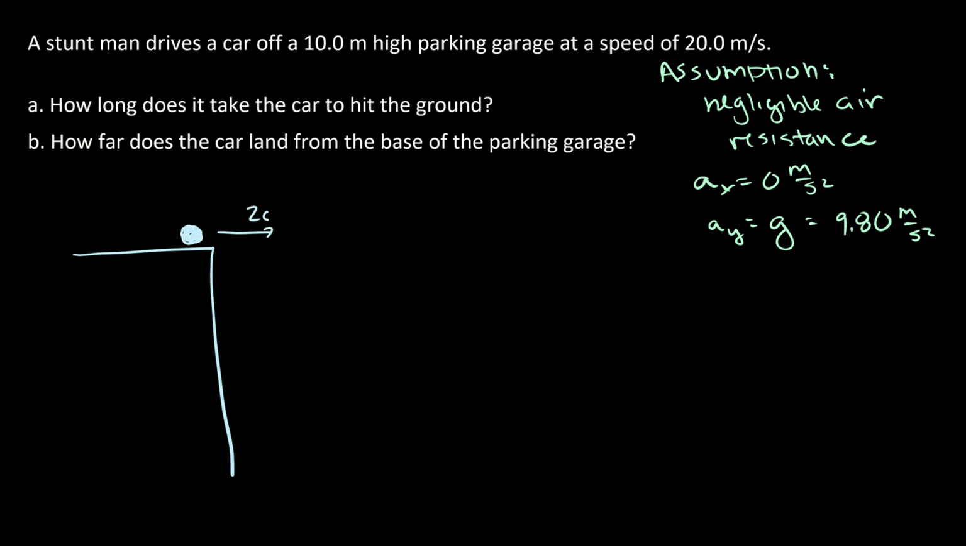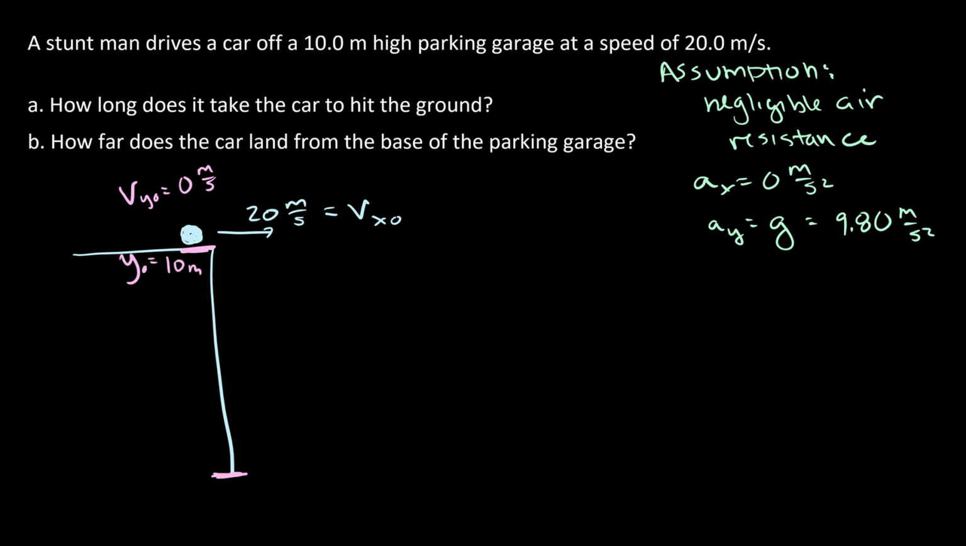It's traveling at 20 meters per second. And we're assuming that the parking garage is level with the ground, so this is purely velocity in the x direction to begin with. So that's our initial x velocity, which means our initial y velocity is 0. So our vy naught is 0 meters per second if he's driving off of a level parking garage. We also know that the initial y position is equal to 10 meters.